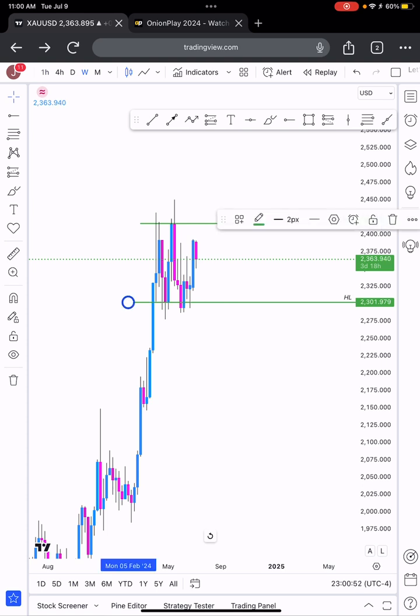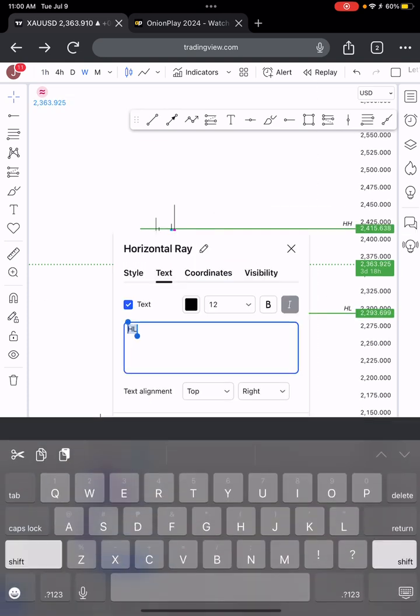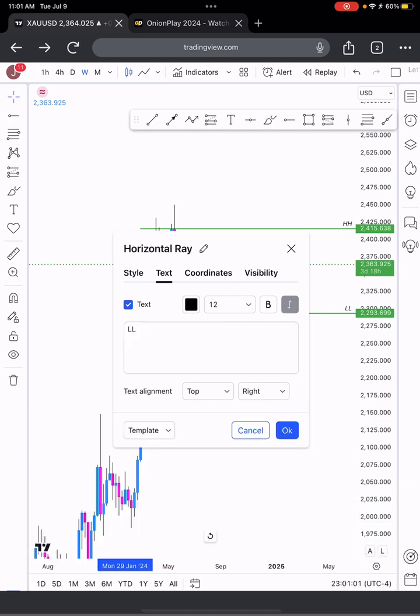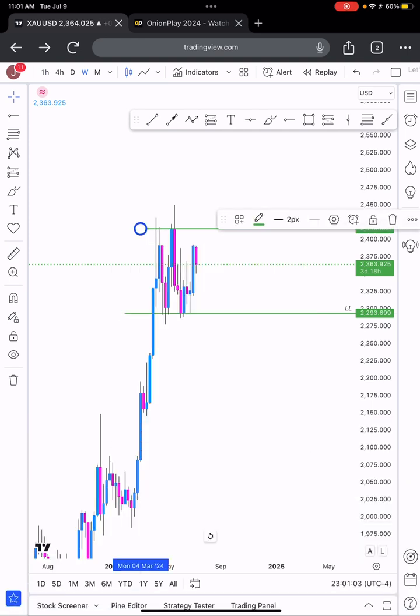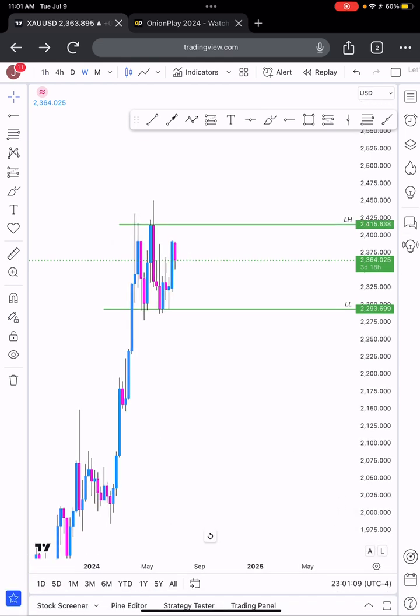So now this would be here. Now this becomes the new lower low, right? So this is the new lower low. And then this just changes to the new lower high, right? So technically the weekly is bearish, right?